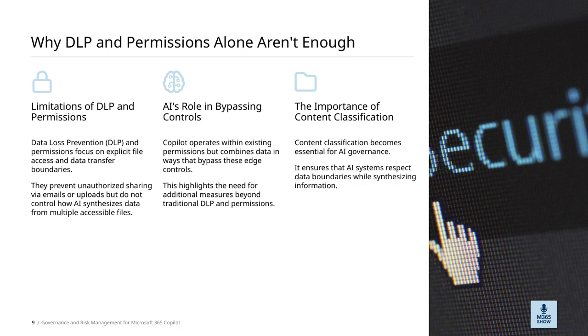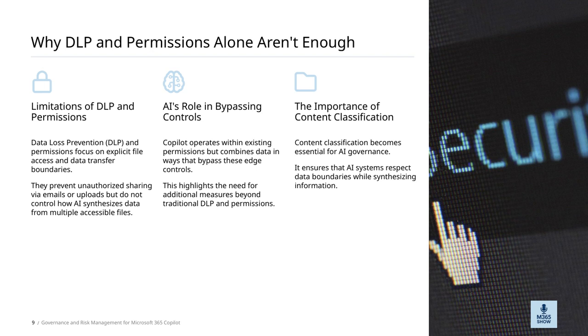Let's talk about why relying solely on DLP and permissions isn't enough when it comes to managing AI like Microsoft 365 Copilot. Content classification is becoming essential for AI governance because it helps us ensure that AI systems respect our data boundaries while they synthesize information. Now, Copilot operates within the permissions we've set, but it can combine data in ways that bypass traditional controls. This shows us why we need additional measures beyond just DLP and permissions.